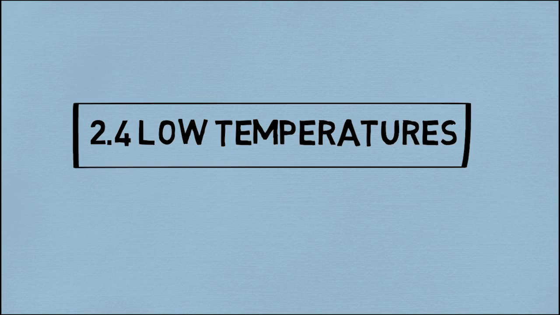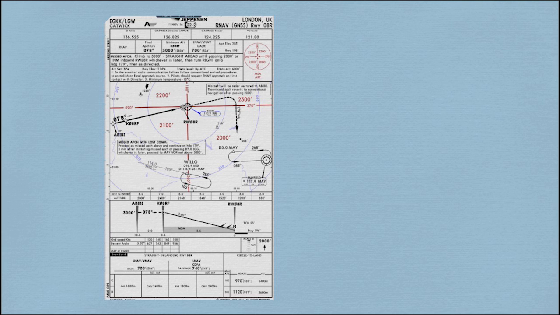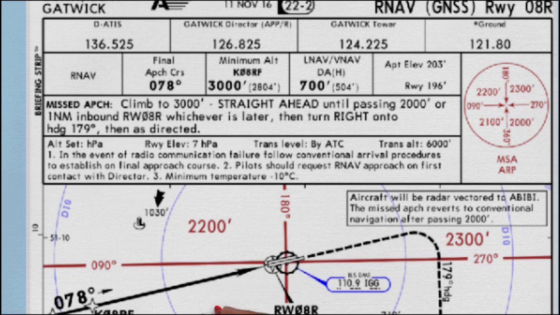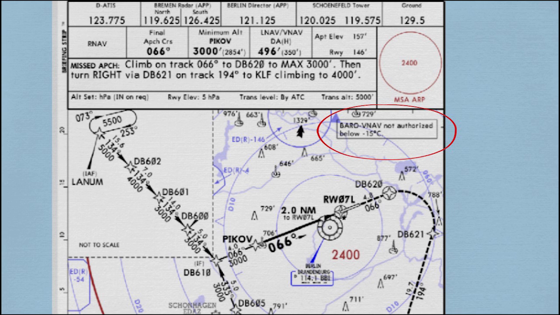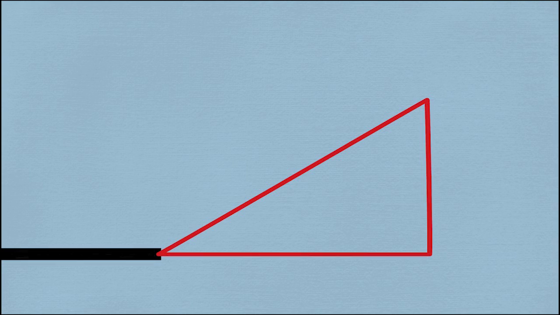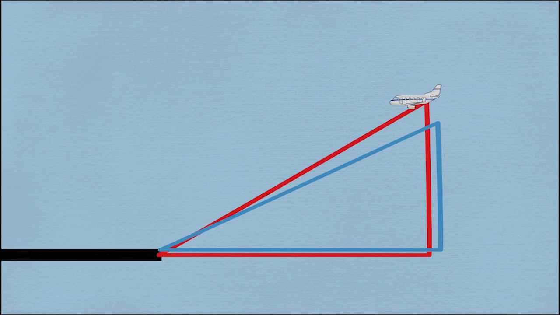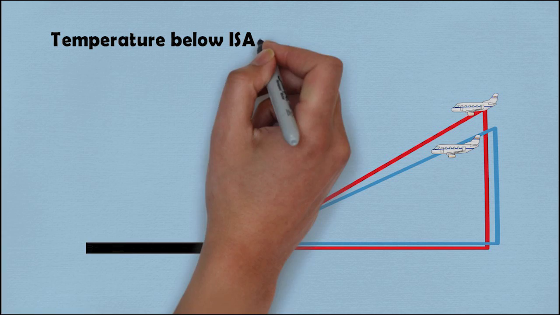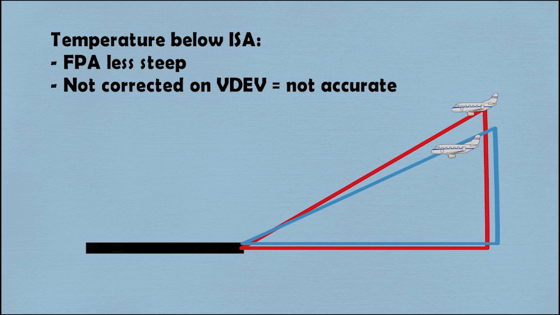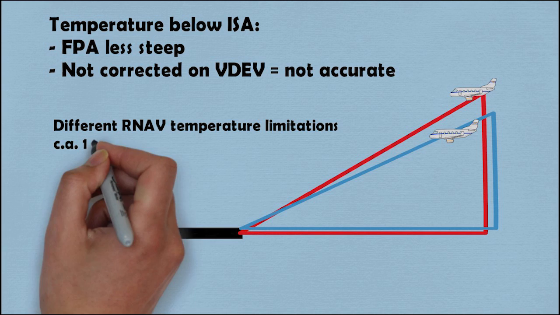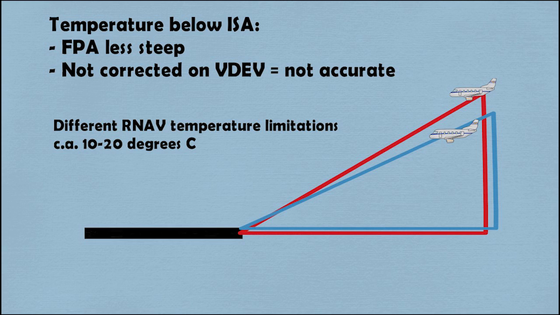RNAV approaches are limited in low temperatures. On the approach charts, you can see stipulations that approaches are not available below certain temperatures. The reason is that in relatively cold air, the flight path angle is more shallow than in warmer air. The aircraft systems are unable to automatically detect this and correct. Hence this limitation, usually between 10 and 20 degrees Celsius.